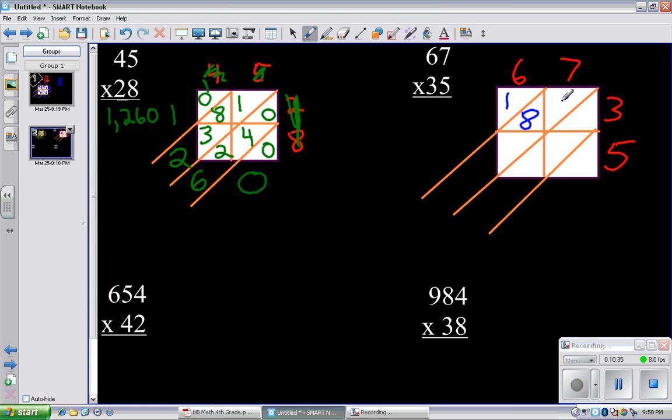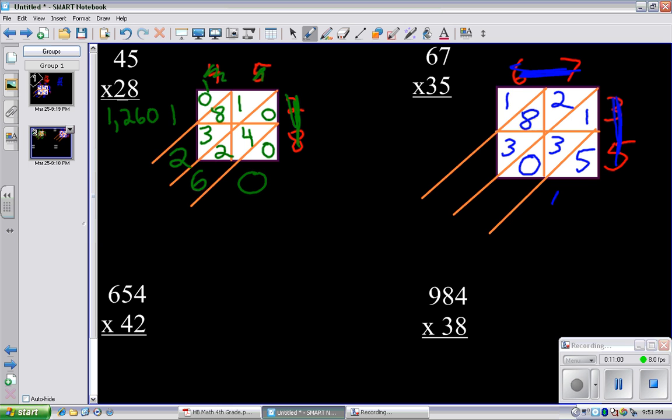7 times 3, 7 coming down, 3 coming over is 21. 7 coming down, 5 coming over is 35. And my final number, 6 coming down, 5 coming over, is 30. I am now done with the numbers on the sides. And now I just have to add up each diagonal.